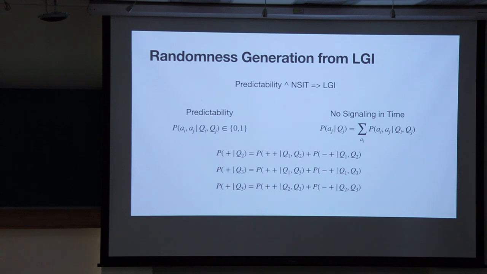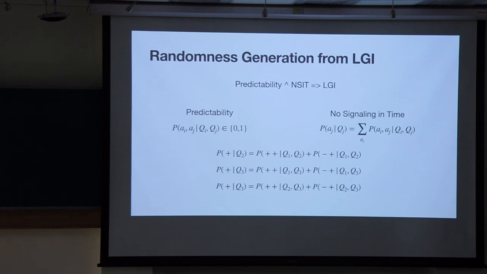Now, similar to the Bell scenario, Leggett-Garg inequalities can also be derived from the conditions of predictability and no signaling in time. Predictability is similar to what was described in the Bell scenario, whereas no signaling in time is a new condition. What it says is that if you measure a system at different points of time, the outcome at a later time shouldn't be affected by whether you choose to measure it at some earlier time or not. So here, if Ai is the earlier measurement, and you sum over it, this should be equal to this. And for the three-times scenario, these are the three no signaling in time constraints.